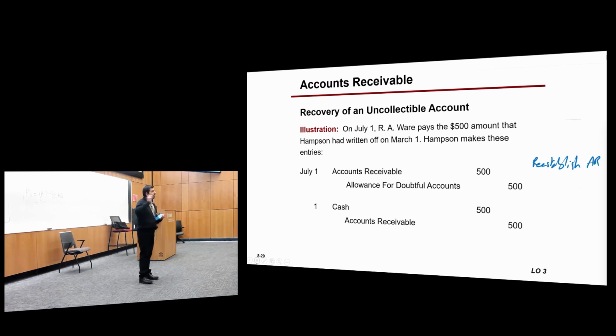Okay? The net effect on the recovery of an uncollectible account is zero effect on accounts receivable. As you can see, we debited accounts receivable, we credited accounts receivable. So the balance on accounts receivable will not be changed at all. You added the amount and then you removed it immediately. So you have to keep that in mind. The recovery of a write-off will not affect the balance of your accounts receivable. Any questions about that?